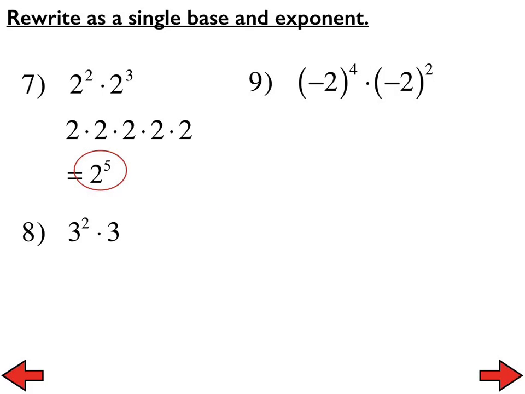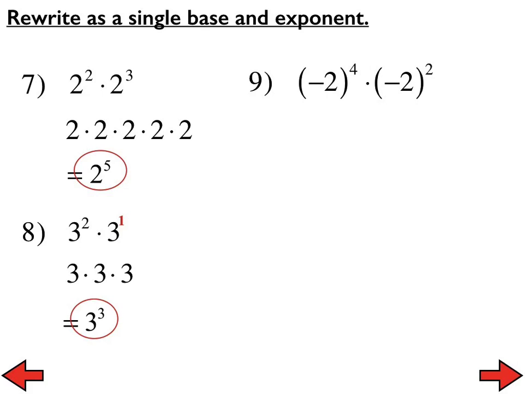Now number 8. How would you write that as an expanded product? Awesome. 3 times 3 times 3. There is an invisible 1 here as an exponent. Just because there's nothing there doesn't mean it's 0. It actually means there's a 1. Because we are multiplying times 3, we're not multiplying times 0. So that's 3 to the 3rd power.